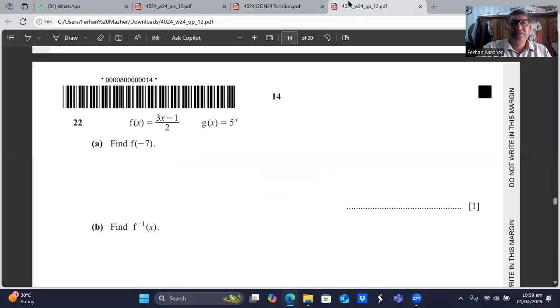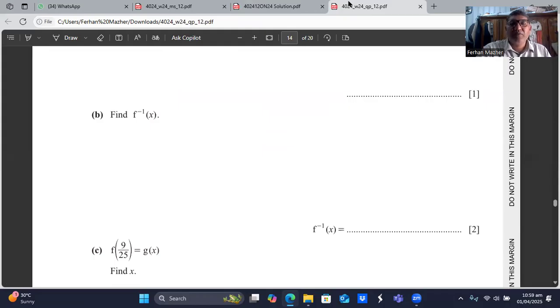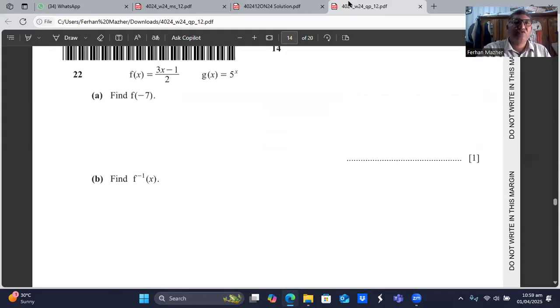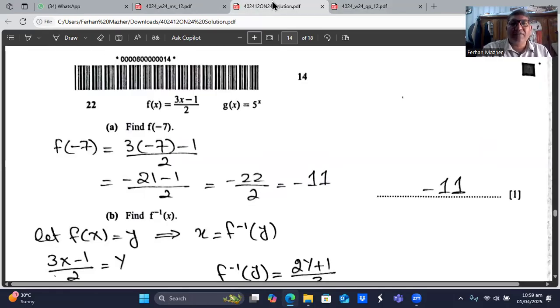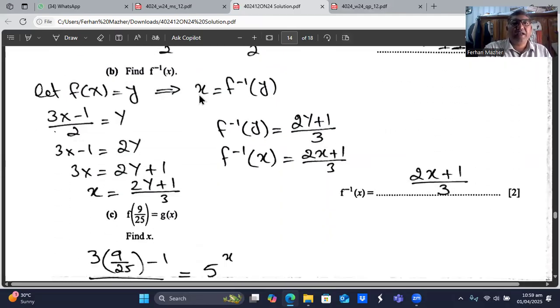Then we have question number 22, the B part. They want me to find the f inverse. So they want me to find the inverse of this function. First of all, I will suppose that f of x is equal to y, which means x is equal to f inverse of y. In the place of f of x, I will substitute its formula, that is 3x minus 1 by 2. That's equal to y. This 2 will go to the other side. I will make x the subject of the formula here.